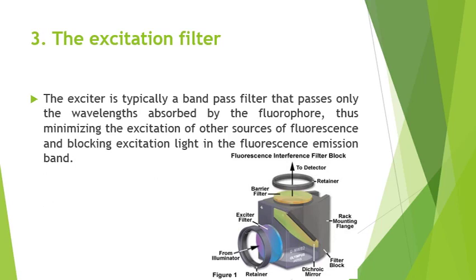So here we have an exciter filter. This exciter filter is typically a band pass filter that passes only the wavelength absorbed by the fluorophore, thus minimizing the excitation of other sources of fluorescence and blocking excitation light in the fluorescence emission band.